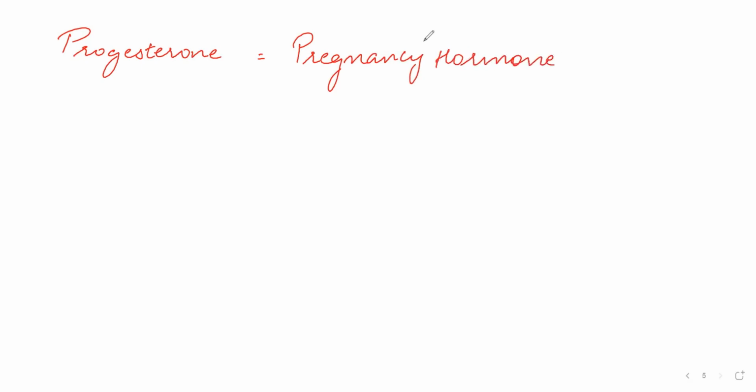Now, in general, remember in basics, another important trick: P for progesterone, P for pregnancy. So progesterone is also called the pregnancy hormone because it will bring about the necessary changes in the body which are required during pregnancy. If we go into the very fine detailing, we will realize that in progesterone, the word gest is derived from the word gestation, and gestation refers to pregnancy.